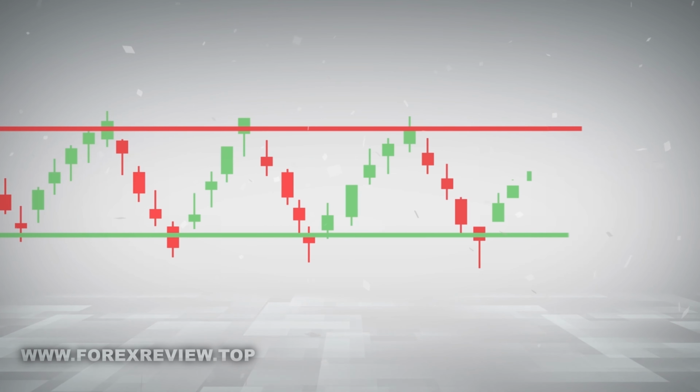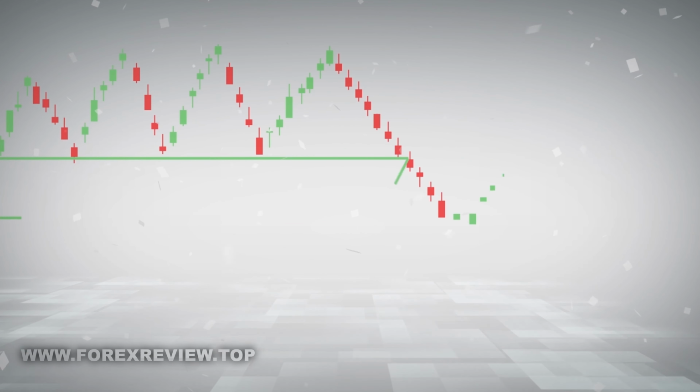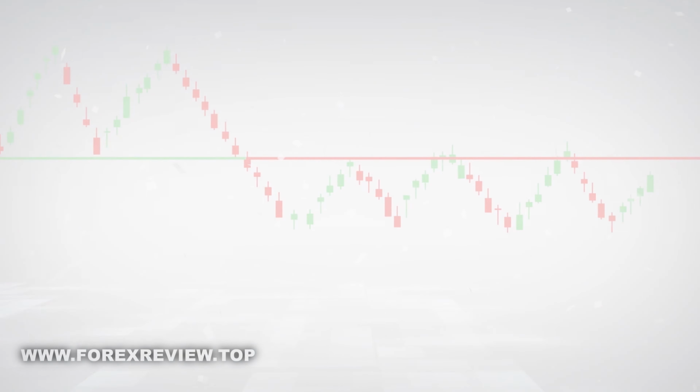A resistance level that gets broken through usually becomes a support level. The reverse is also true. A support level that gets broken through usually becomes a resistance level.